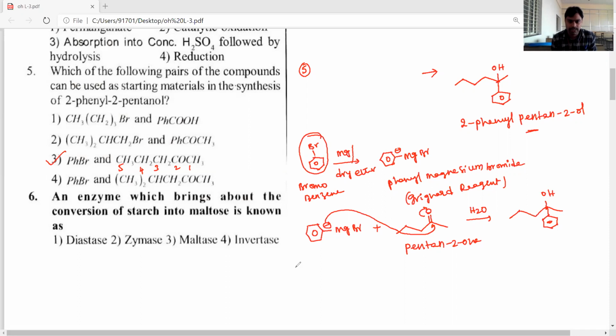Now this sixth question, we already discussed in yesterday's class. Okay, what is that? Starch is converted into maltose. What is the enzyme we are using, dear students? Diastase enzyme we are using. Starch molecular formula is (C6H10O5)n, it is a polymer. Okay, polycarbohydrate is the polymer.